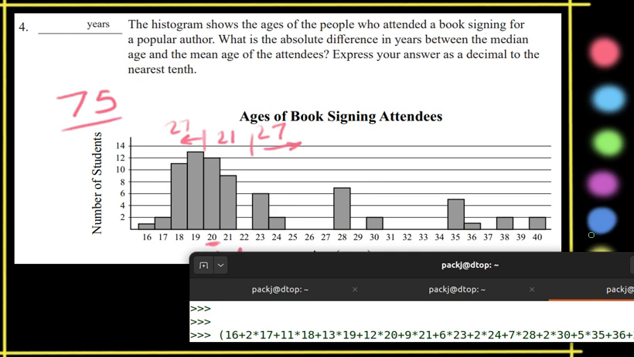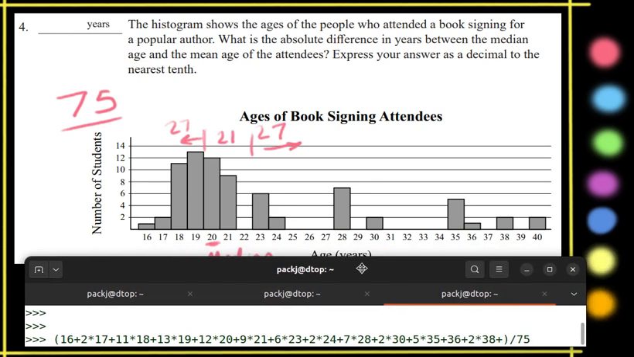I'm running off the edge of the screen, aren't I? Let me just fix that here. Okay. I've got two 38-year-olds and two 40-year-olds. Let me just check and see. I've got 16, two 17s, 11 18s, 13 19s, 12 20s, 9 21s, 6 23s, 2 24s, 7 28s, 2 30s, 5 35s, 1 36, 2 38s, and 2 40s.